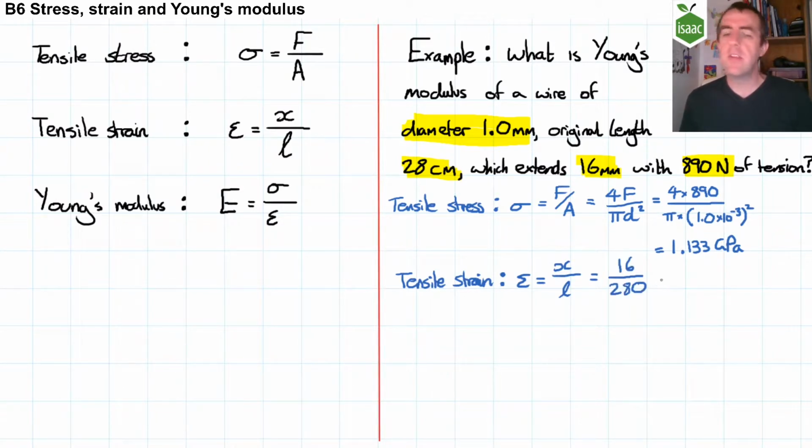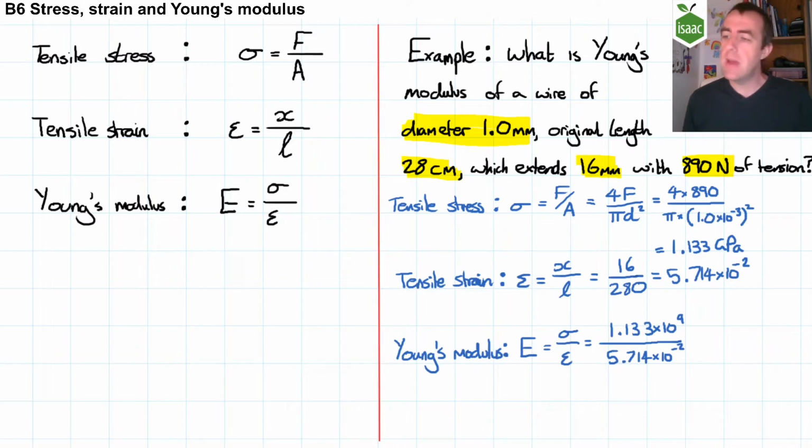Now let's calculate the tensile strain, which is the extension divided by the original length. And I've chosen to substitute the numbers in millimeters. And because the units are cancelling, I didn't bother to write them. And that comes out at about 5.714%.